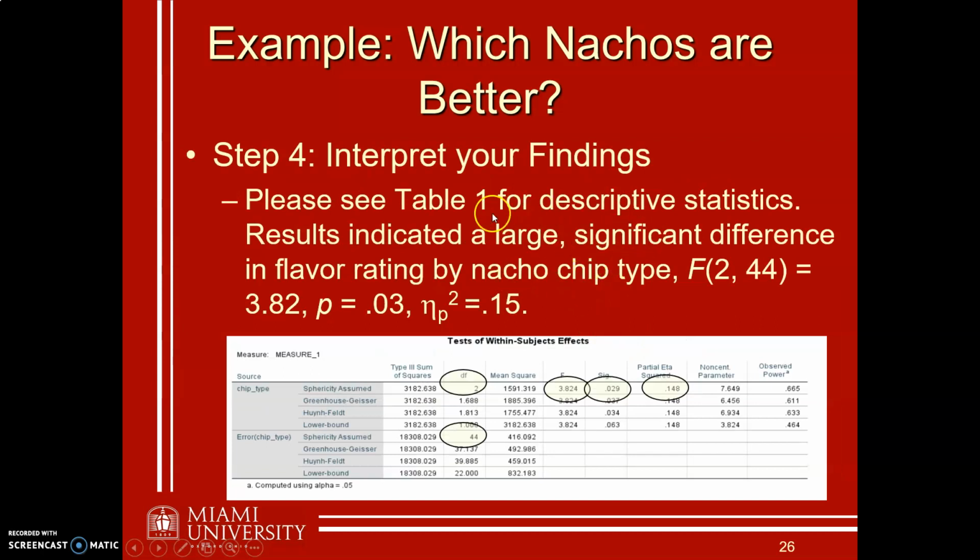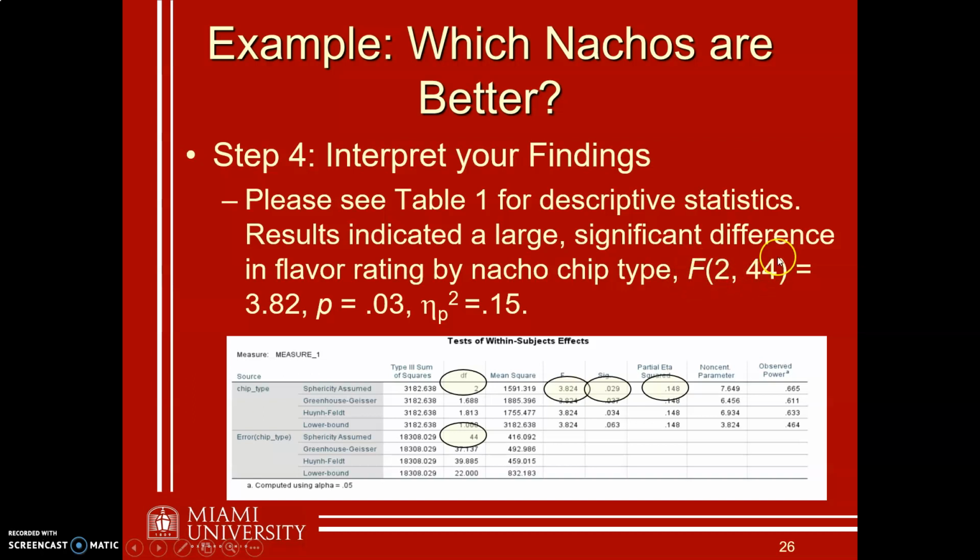And so we could write up something like this. We could either put our descriptives in a sentence, or we could tell people to see a table for our descriptive statistics, and then tell them that our results here did indicate a large, based on the eta squared, significant difference, it wasn't that likely or probable, our F value was big, in flavor rating by nacho chip types. So this is how it would look in APA format to have all those pieces included.